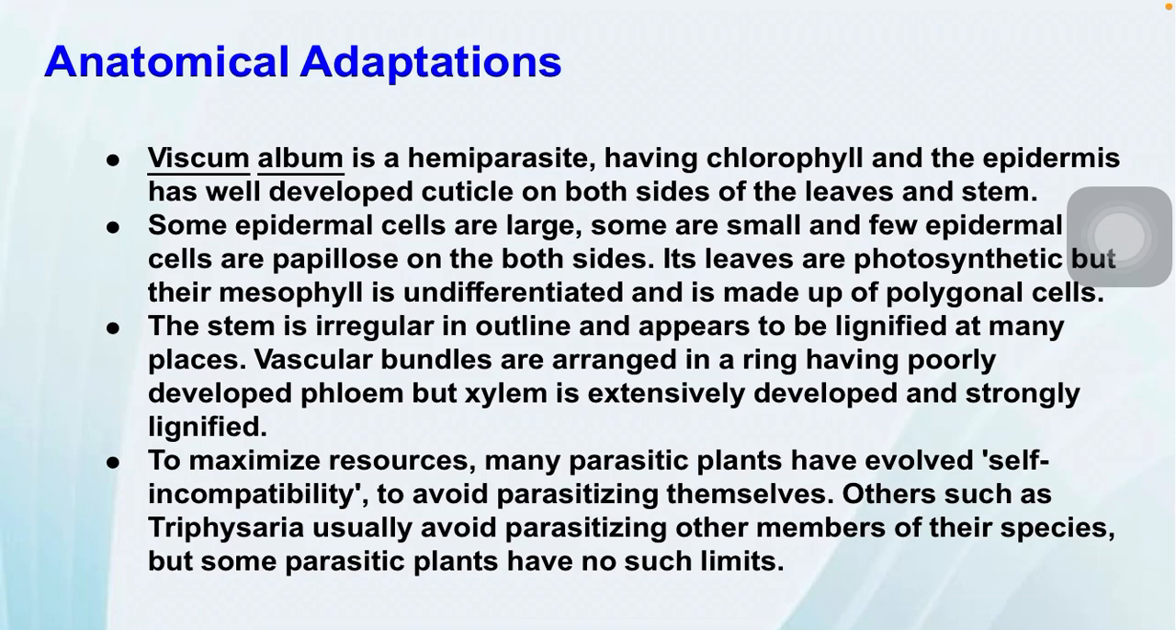The stem is irregular in outline and appears to be lignified at many places. Vascular bundles are arranged in a ring having poorly developed phloem, but xylem is extensively developed and strongly lignified. To maximize resources, many parasitic plants have evolved self-incompatibility to avoid parasitizing themselves. Others, such as Triphysaria, usually avoid parasitizing other members of their species, but some parasitic plants have no such limits.